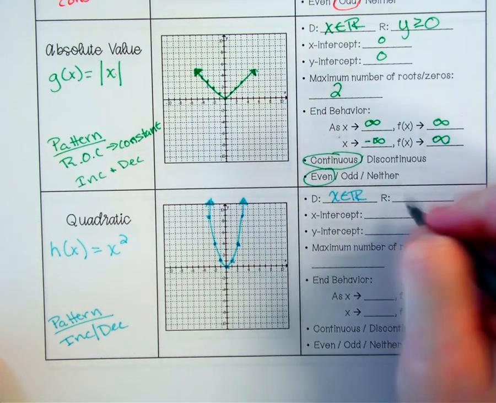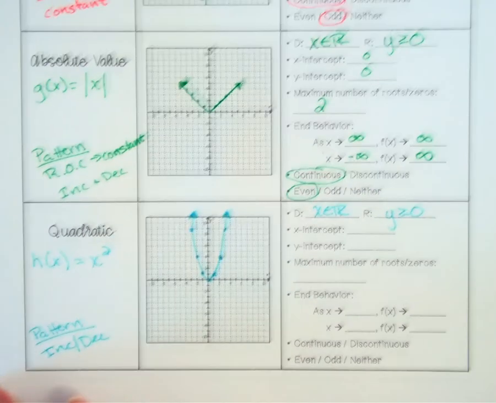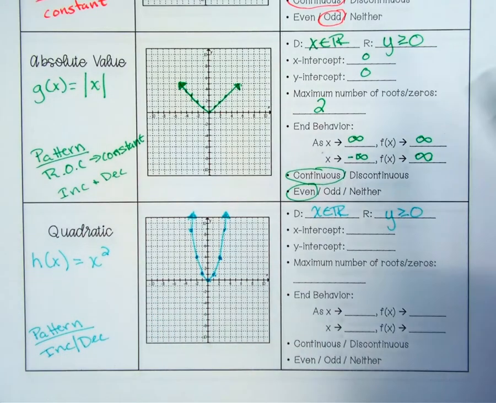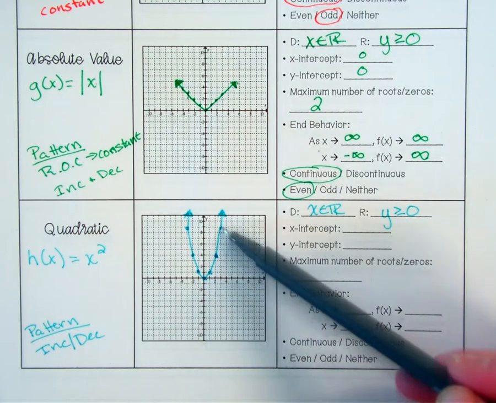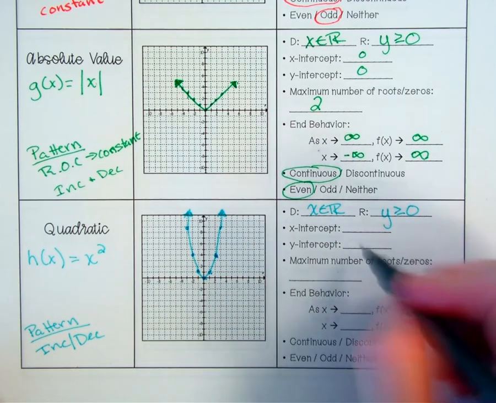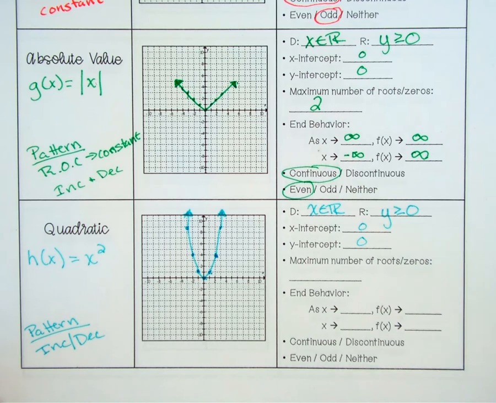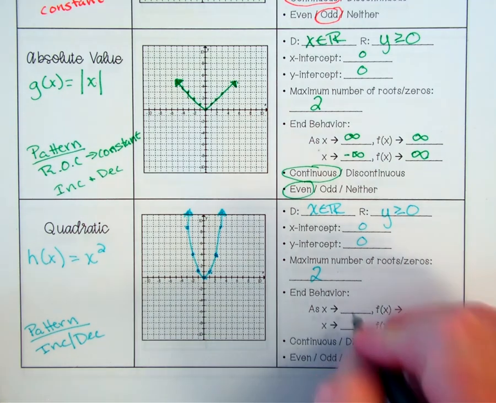So our domain is everything, and our range is greater than or equal to 0. So it's very similar to your absolute value here for your domain and range. It's just, again, you can tell the difference because this was a constant increase, decrease. The amount we increased, decreased by here changed. So that's our difference between those. Our x-intercept, y-intercept here is 0. For the function family, a quadratic can have at most 2 roots.